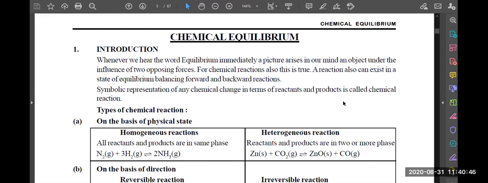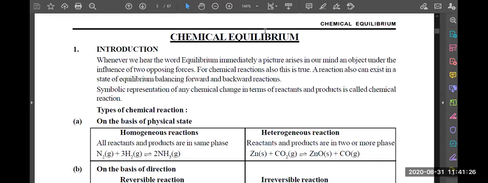When we talk about chemical equilibrium, obviously we talk about chemical reaction. When we talk about chemical reaction, first we have to understand the different types of chemical reactions. By the definition of equilibrium, we know that it would be a state while the reaction is carried out, a state at which there will be no net change in the parameters.